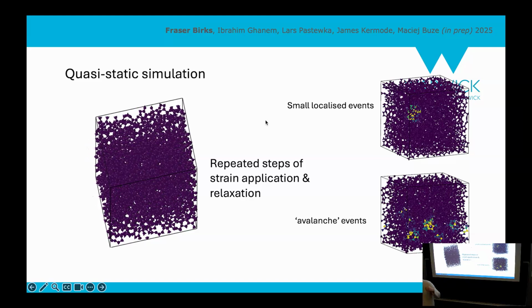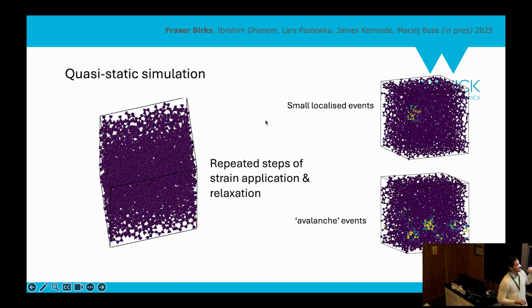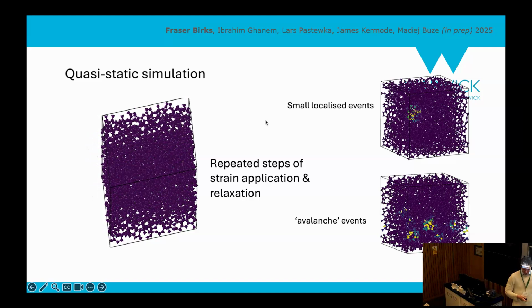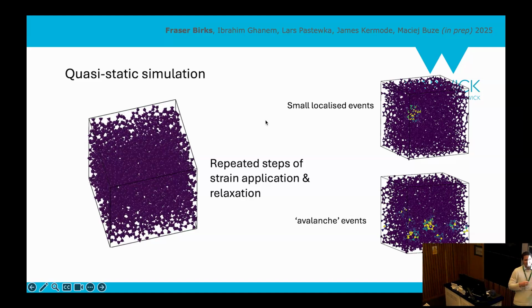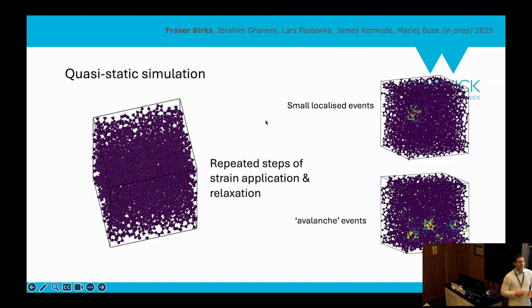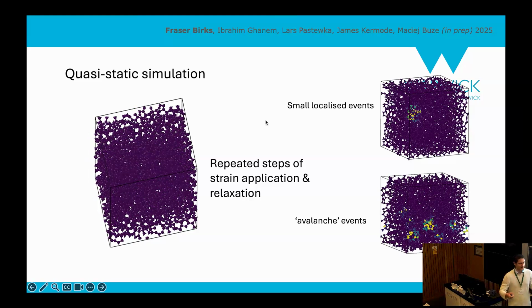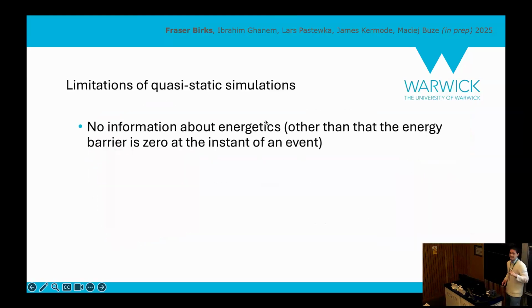And I guess the question is, right, how good are quasi-static simulations at actually understanding these kind of events? And in many ways, they are very good, right? They can give you a good indication of the kind of statistics, so how often different types of events happen, how big avalanches can get, particularly as you get to higher strains. But what they don't tell you, right, is anything about the energetics of them, apart from the very trivial fact that at the point the avalanche happens, the barrier is 0, right?